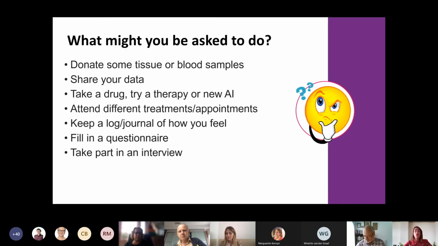Back to the trial. What might you be asked to do? Well, you might be asked to donate some tissue, your tumour, or have some blood taken at several points. You might be asked to share your data. You might be asked to take a drug, try a new therapy, or a new AI, a new app, a new way of working. You might have to attend different treatments and different appointments. You might have to keep a log or a journal of how you feel, fill in questionnaires, take part in interviews.